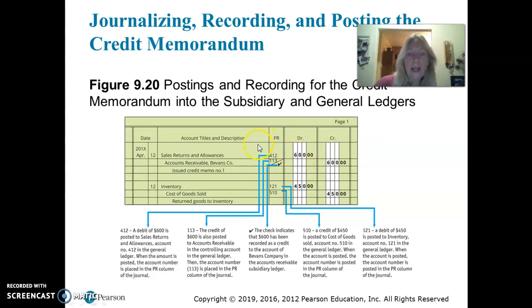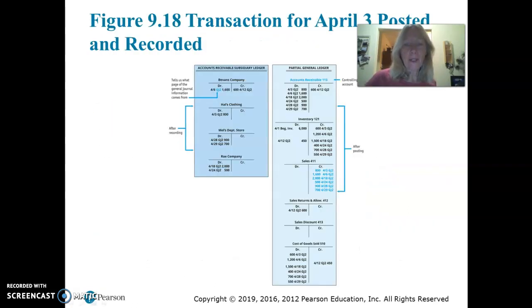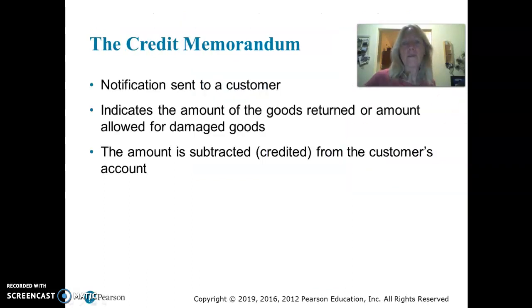and so that's a contra revenue account, so that's why it's a debit. And it is going to be entered in the sales returns and allowances account 412. And then your accounts receivable is going to be credited. That's why it's called a credit memorandum, because now Bevins owes you $600 less than they did originally. So if you remember this entry right here, we're wondering where that $600 was. That's the credit memorandum right there.